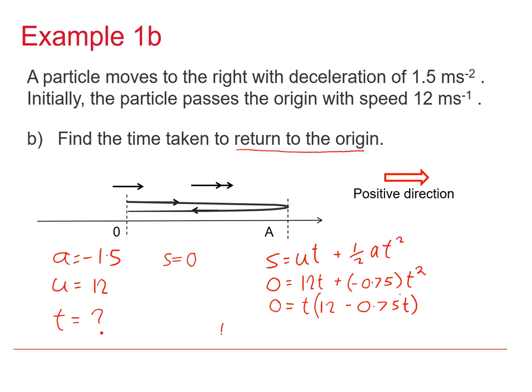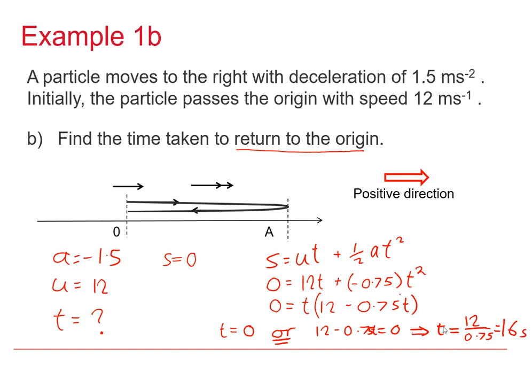So that means that either t equals 0 or 12 minus 0.75t equals 0. And if I rearrange that, I will get t is equal to 12 over 0.75, which is 16 seconds.